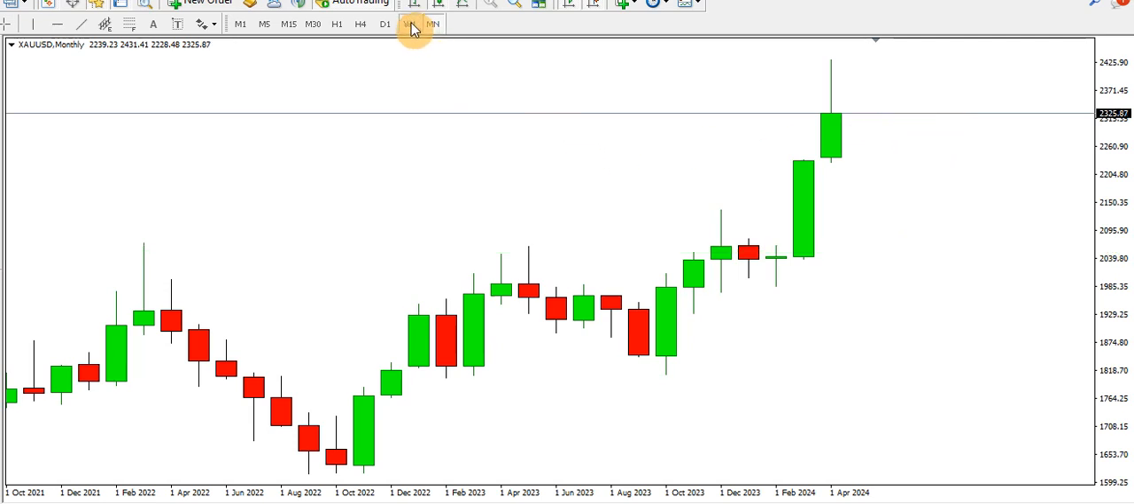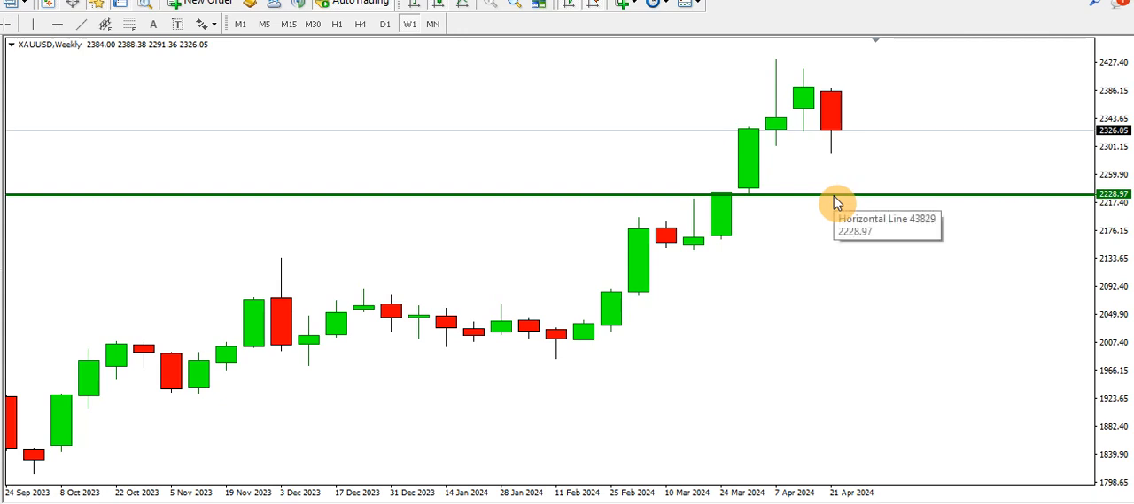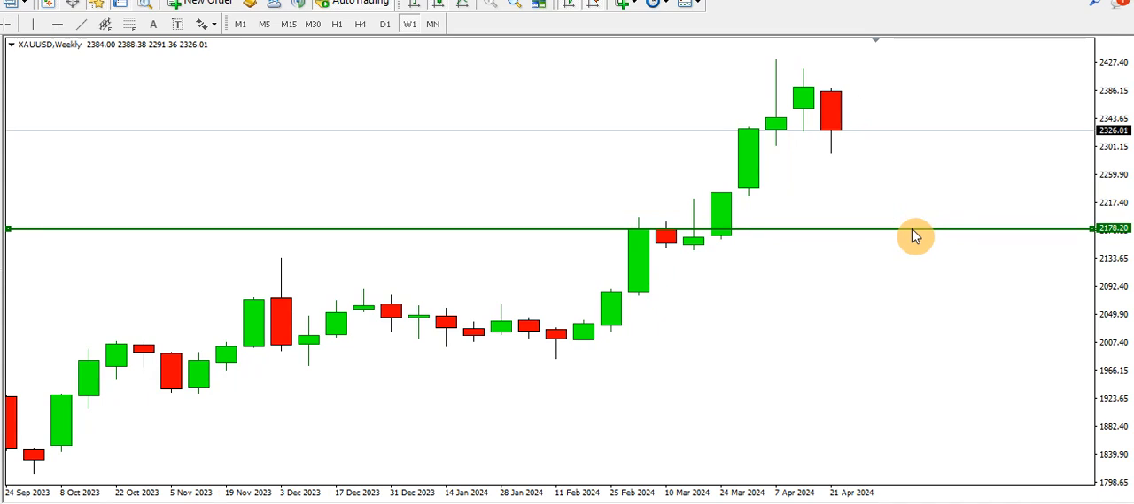On the weekly time frame, you can see price forming an evening star candlestick pattern. The evening star candlestick pattern is a reversal pattern for sellers to step in and push price down. But for now, we have this particular order block around here. We have this other block which is at the 2178 on the weekly time frame. Buyers might step in around this point to push price up.